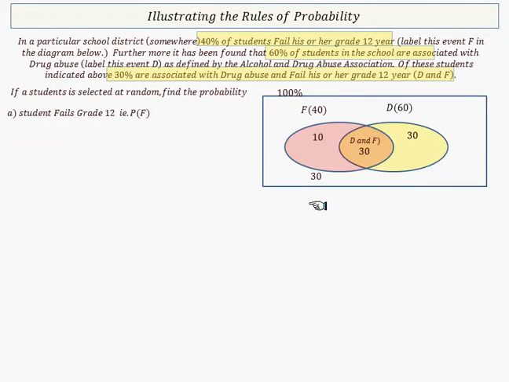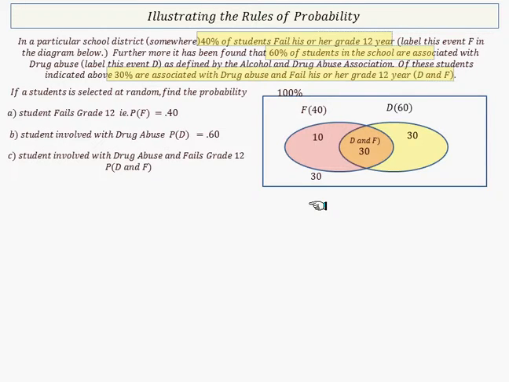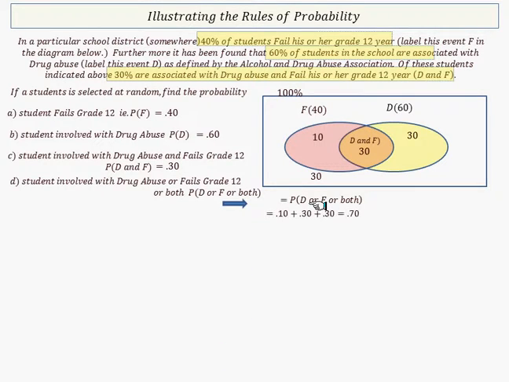If a student is selected at random, probability of failing grade 12 is 40%. Involved with drug abuse is 60%, and drug abuse and failing is 30%. So we're going to look at the probability D or F or both. Now the correct answer here is, of course, the sum of 10, 30, and 30, which is 70%.